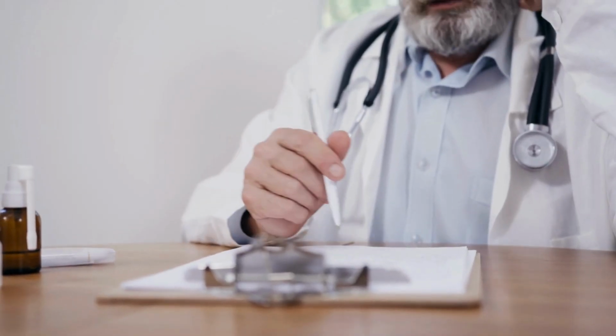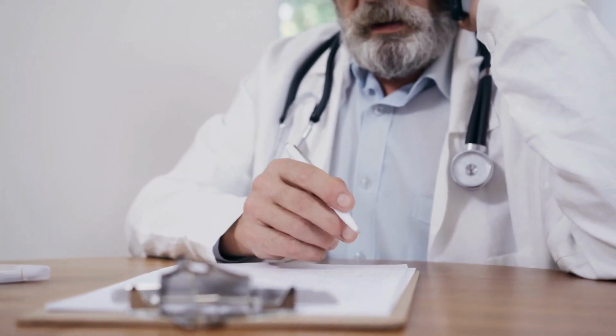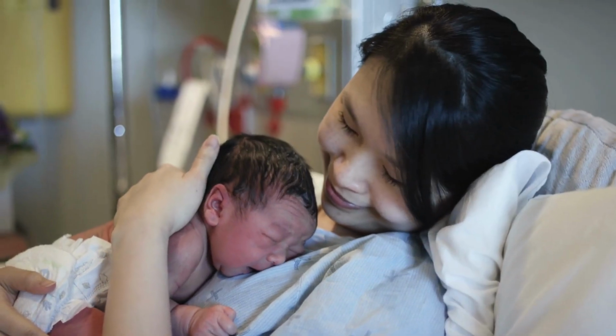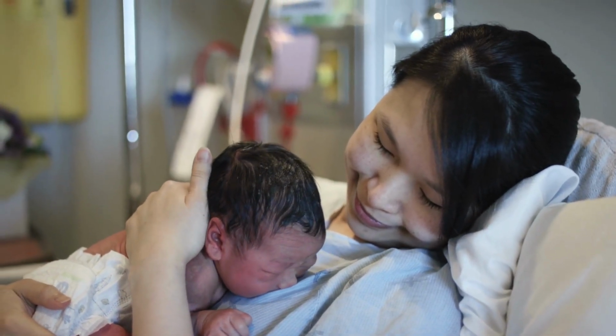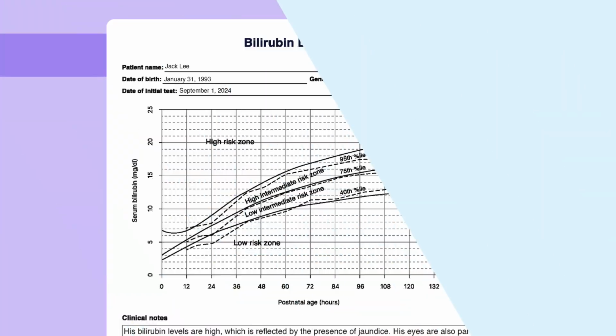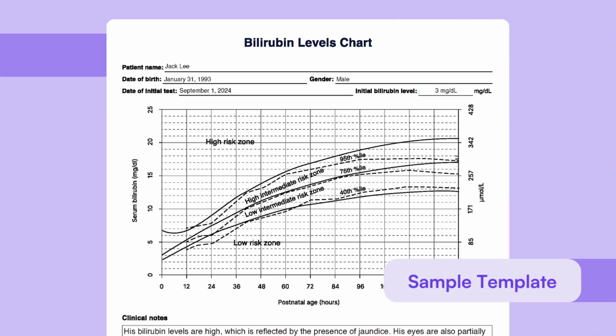In short, bilirubin levels are a vital indicator of liver health, red blood cell breakdown, and bile excretion. Distinguishing between unconjugated and conjugated forms helps pinpoint the cause of high levels. And in newborns, timely testing can be life-saving.